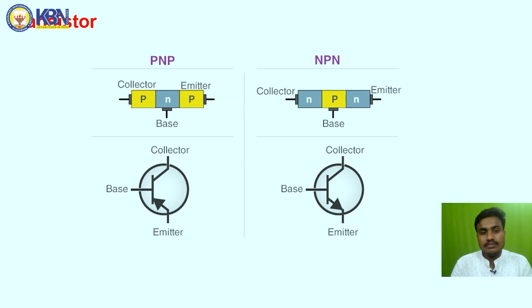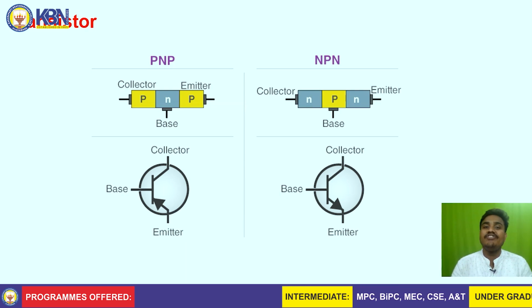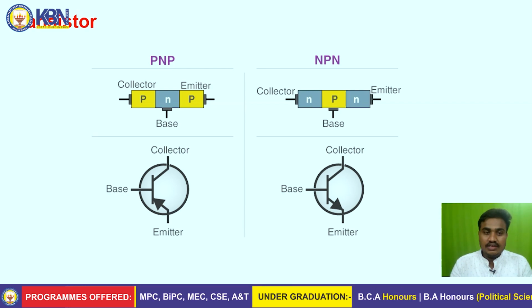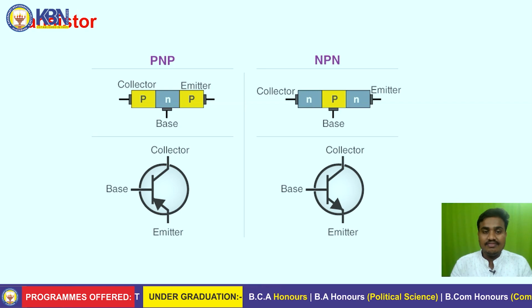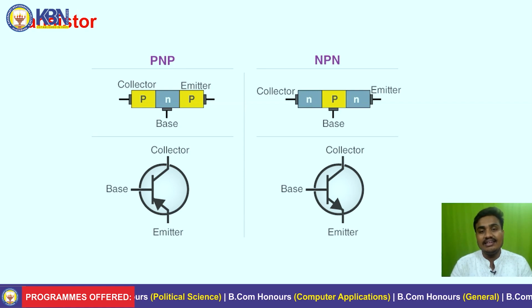There are three major parts in the transistor, namely emitter, base and collector. These are the three major parts that exist in a transistor. The emitter region constitutes the right part of the transistor. The right part of the transistor is called the emitter. The emitter provides the majority charge carriers to the base, or towards the collector. That is why the emitter is heavily doped.